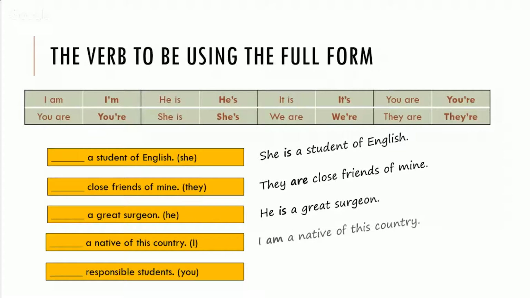Number four: I am a native of this country. Right? That's number four. And number five: you are responsible students. So those are the five sentences there.